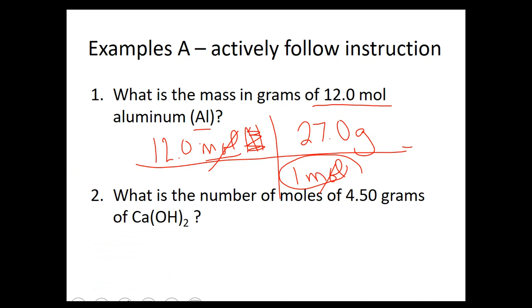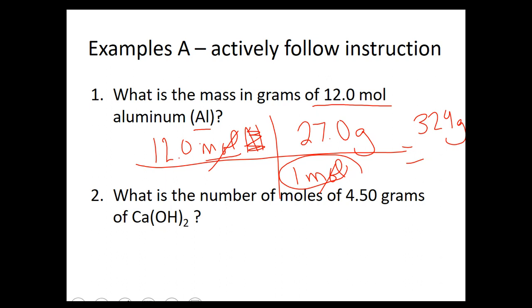Once you do that, you type this into your calculator, and because my 27 is up at the top, you just say 12 times 27, and you get an answer of 324, and moles canceled, so my unit is just grams.